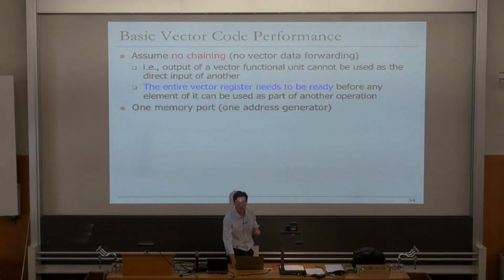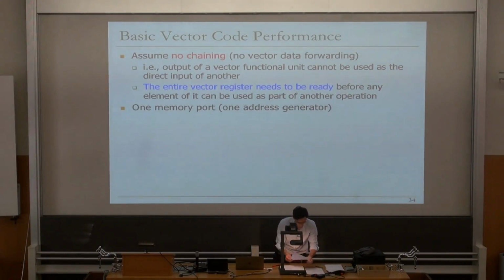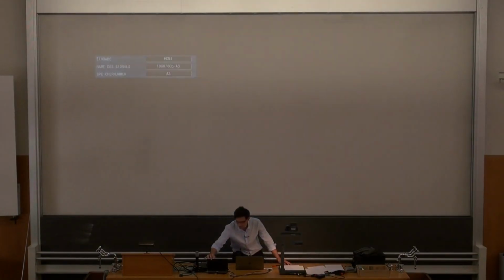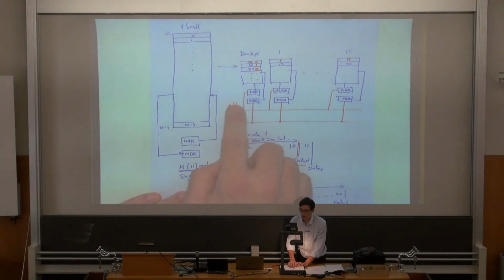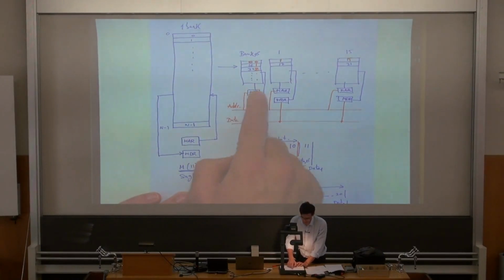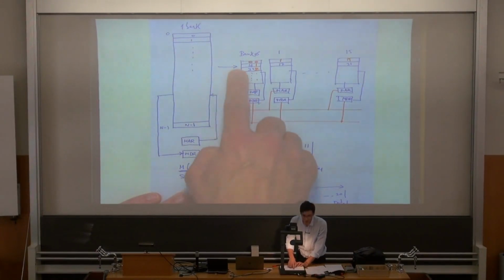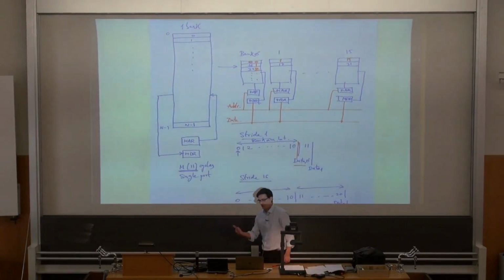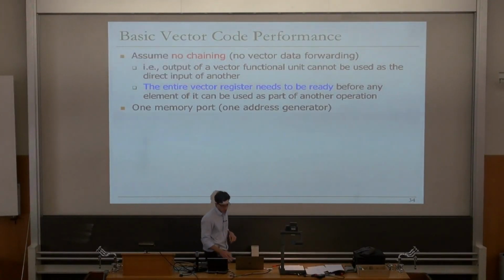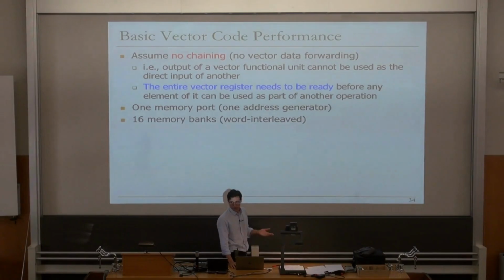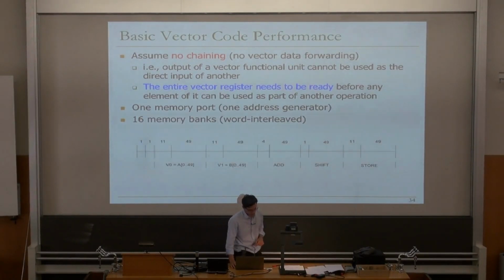Also, we assume that there is only one memory port. Recall that in each of these memory banks we had a memory address register and a memory data register. This represents one single port, because this means that every cycle we can only be accessing one single address. So that's what it means. We have just one single port and we are sharing the same port for loads and stores. And there are 16 memory banks. And this is how it will look.